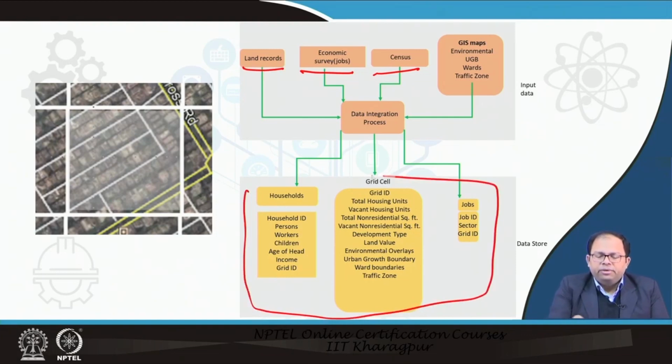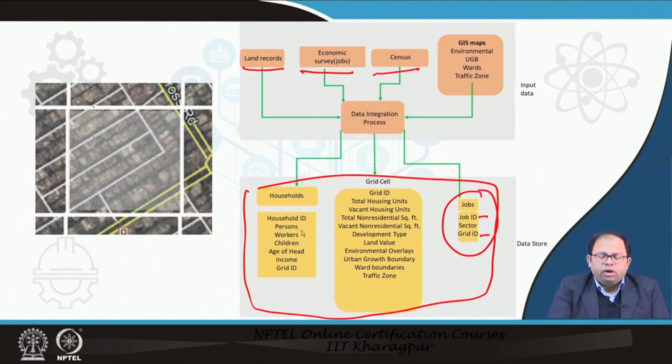If you can see the characteristics, there are jobs, there are different kinds of jobs belonging to different sectors. Each job has an ID, and each grid has an ID. And whenever a job is filled, in the modeling process we can say that job ID is filled. In that way, we keep track of that. Then each grid has an ID. We measure the total number of housing units, vacant housing units, total non-residential square feet, vacant non-residential square feet, what kind of development type, land value, and environmental overlays, urban growth boundary, ward boundary, traffic zones, and so on. So this is how we can develop the information for this particular grid.